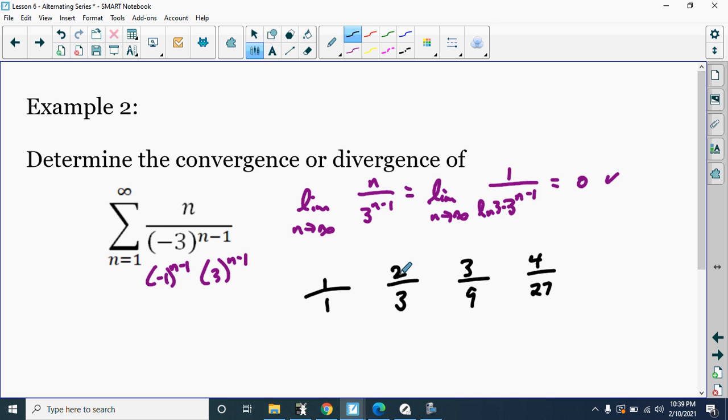1, 2/3 is less than that. 3/9 is less than that. 4 over 27 is even less than that. Notice on the top I'm just adding 1 each time, whereas on the bottom I'm multiplying times 3. The denominator is going to continue to grow bigger, faster than the numerator. My terms are indeed decreasing.